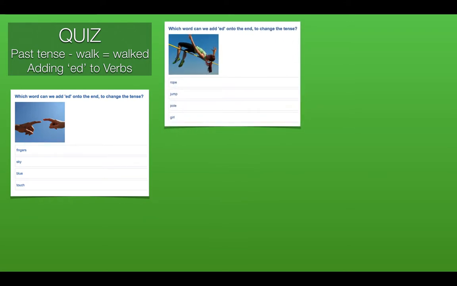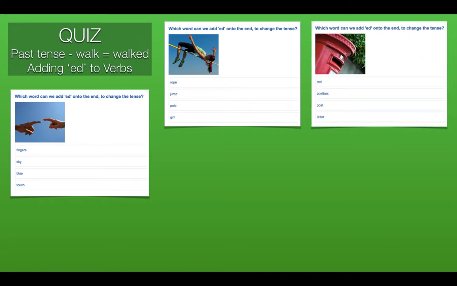Number 2, which word can we add ed onto the end to change the tense? Number 1, roped. Number 2, jumped. Number 3, poled, or number 4, girled? Use the images to help you work this out if you're unsure.